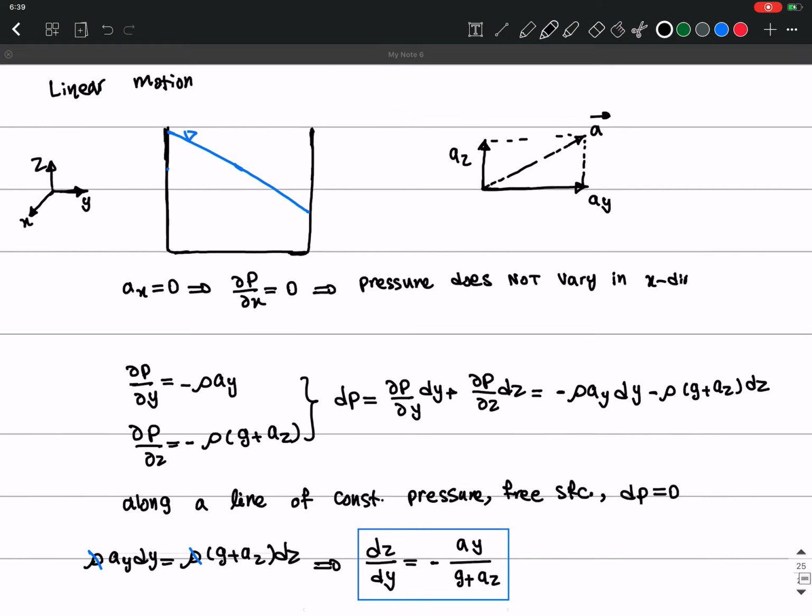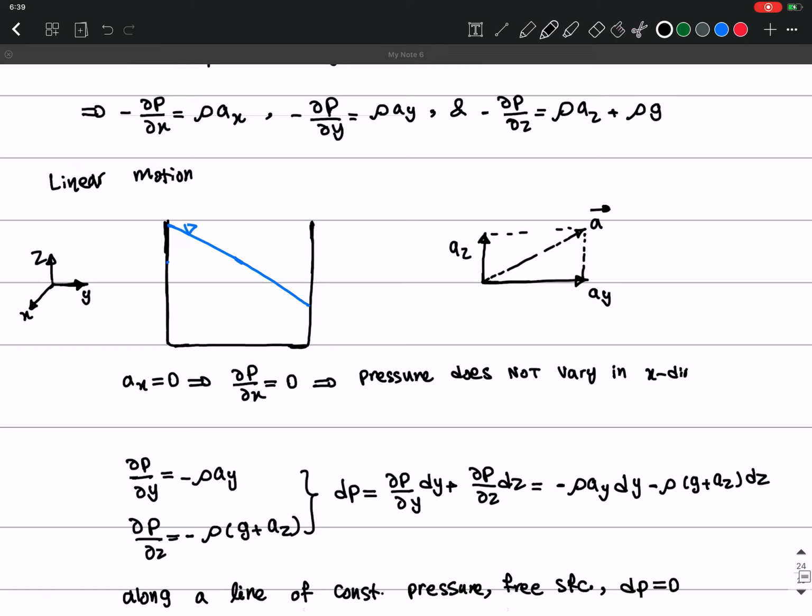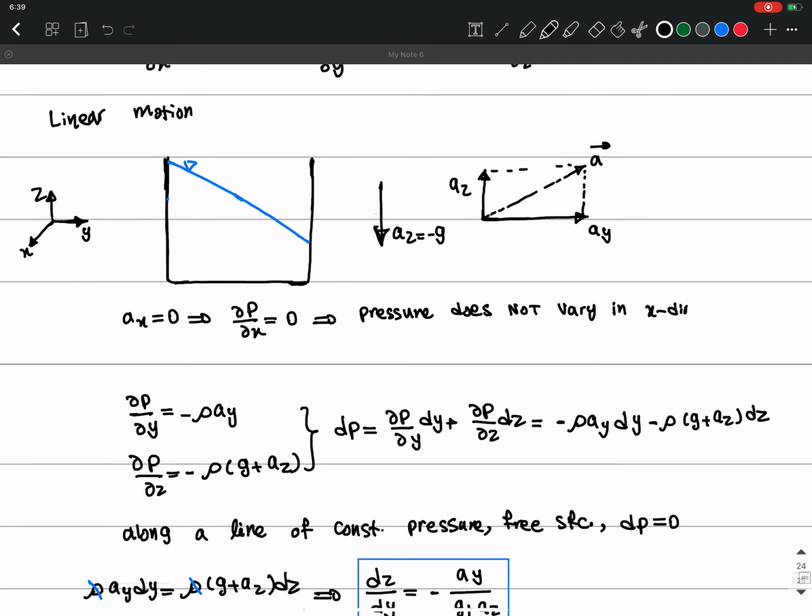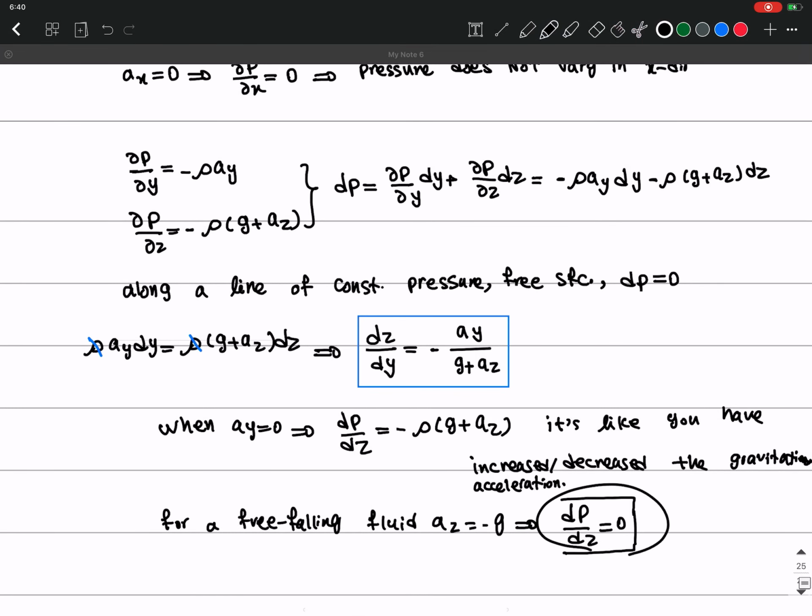This means that if you have a free fall, and you just let this tank fall from some, I don't know, height, with the acceleration equal to minus g, then there would not be any pressure gradient. dP over dZ in this fluid is going to be 0.